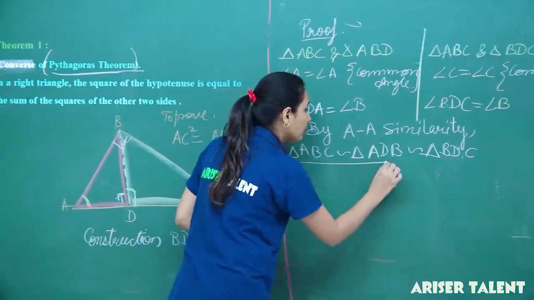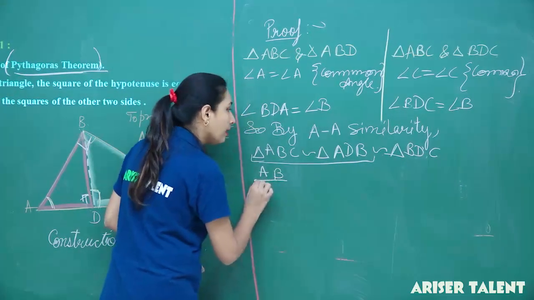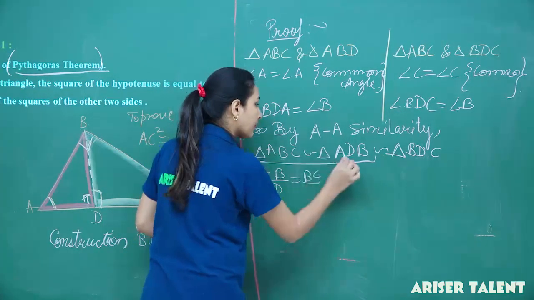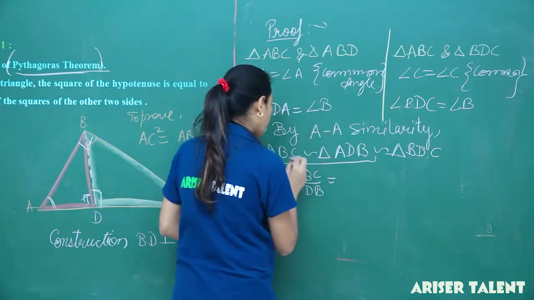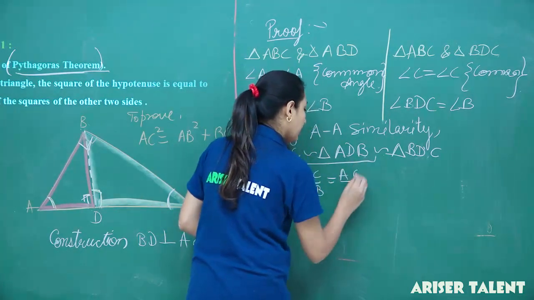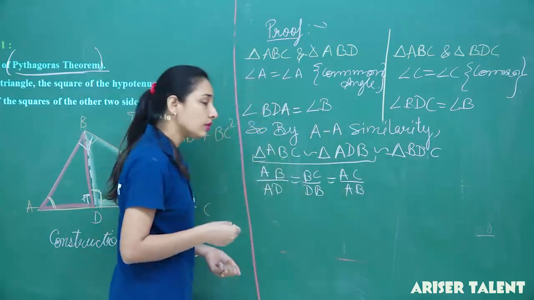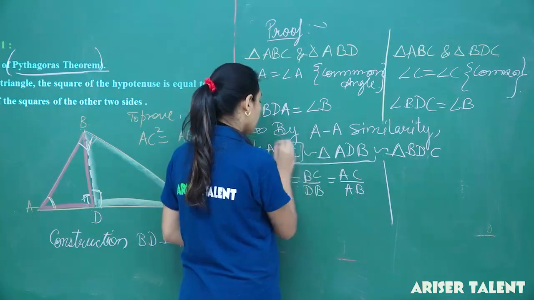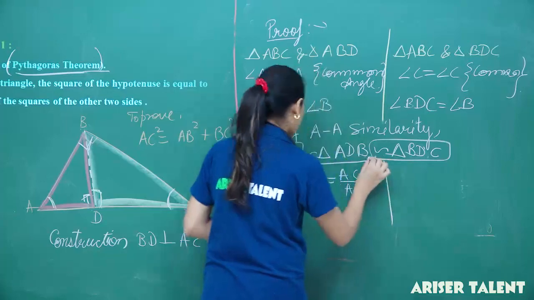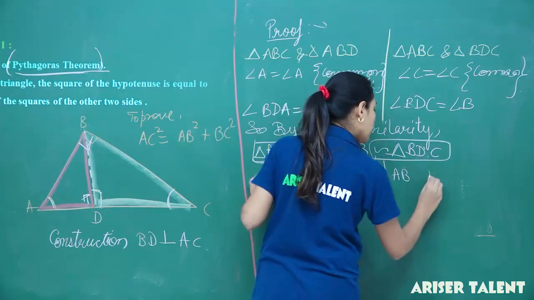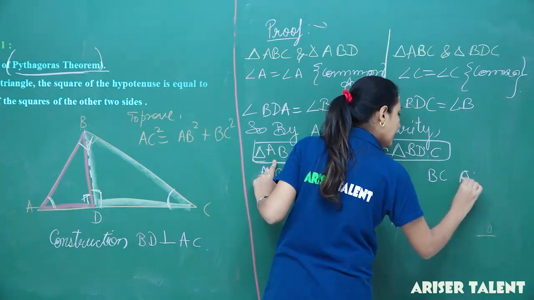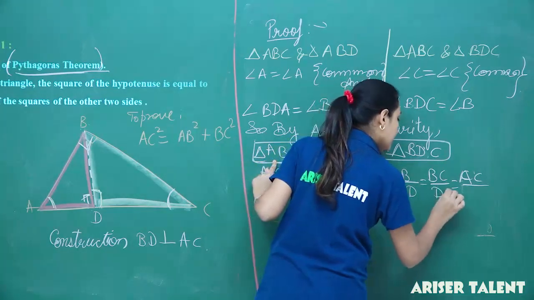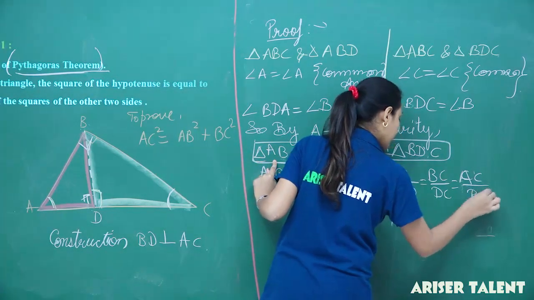If I apply from these two, I will have AB by AD equals BC by DB equals what? AC by AB. Okay students, now from this and this triangle similarity we will again have AB, BC and AC, and that will be equal to what? BD, DC and what? BC.